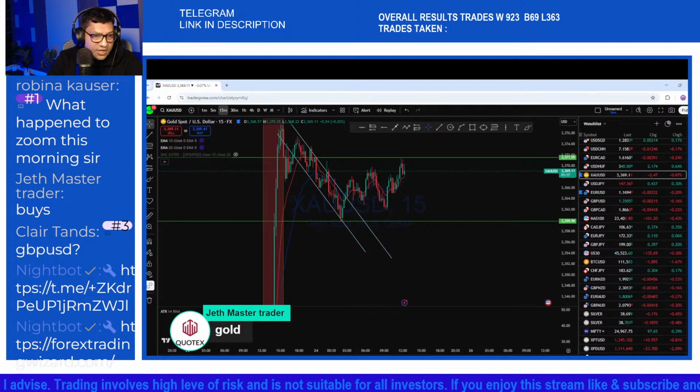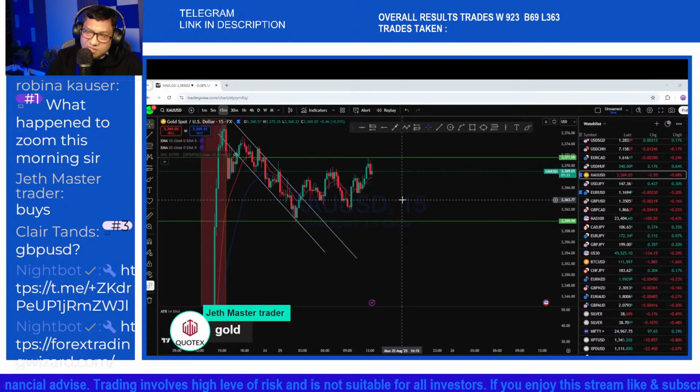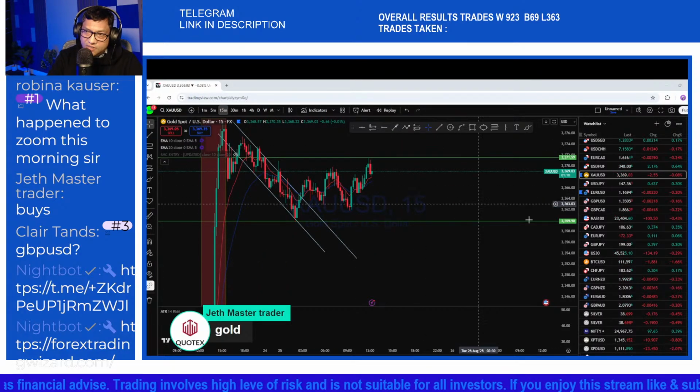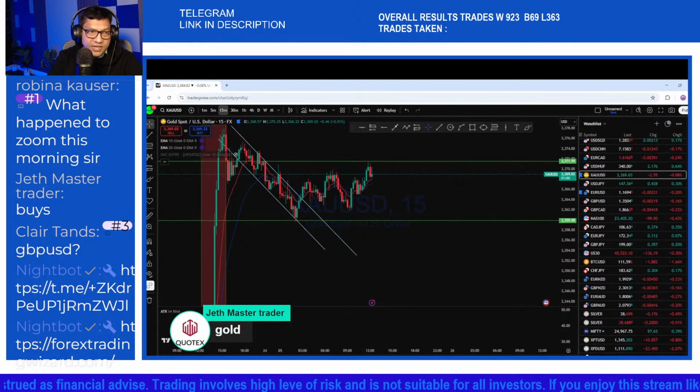So let's look here at the moment. As the market is maintaining that uptrend, expecting the price to potentially bounce back to the upside here.